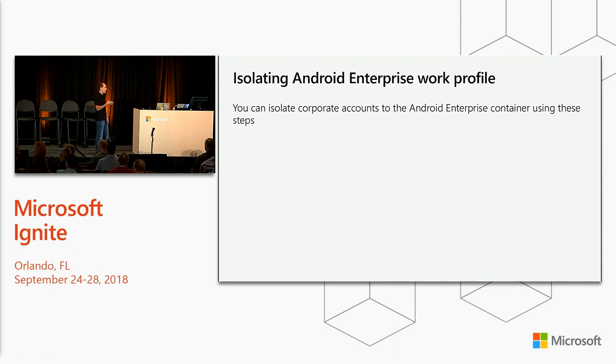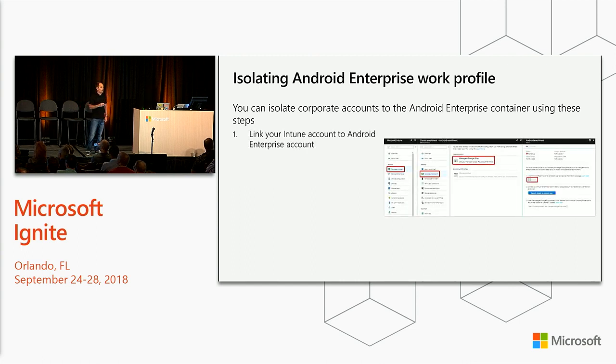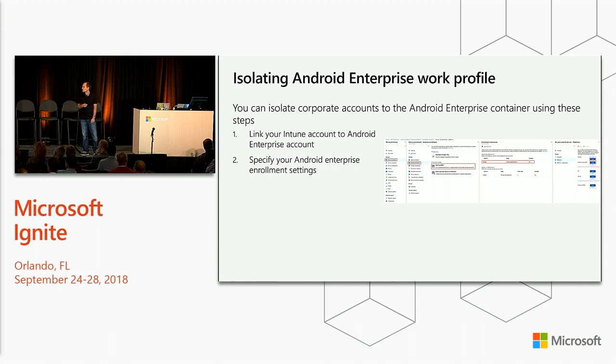But how do we leverage Android Enterprise such that we can control and ensure only corporate data is put into the work profile? Well, we can do that with 5 easy steps with Intune. First, we have to set up our device enrollment process. So we'll link our Intune account with Android for Enterprise. The second thing is we'll specify our Android Enterprise enrollment settings. This is where we will disable the legacy device admin experience, which Android is deprecating in future releases, and enabling Android Enterprise work profile enrollment scenarios.